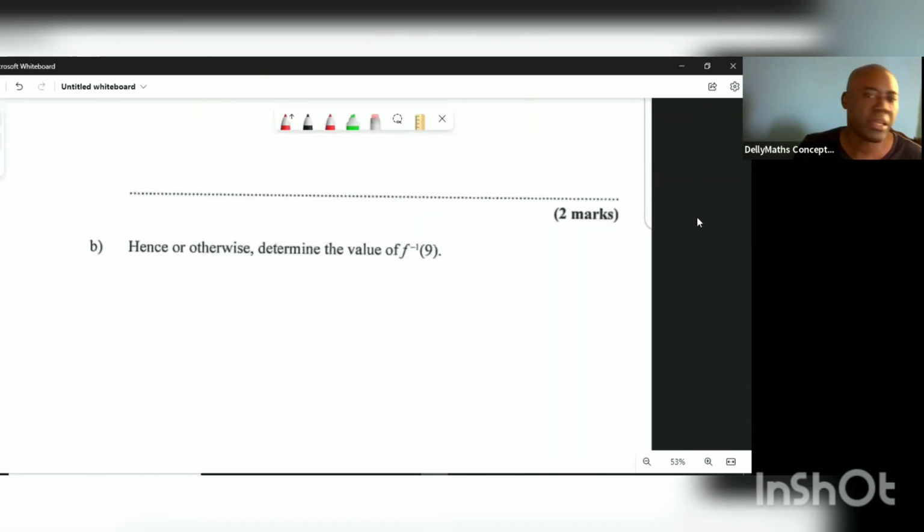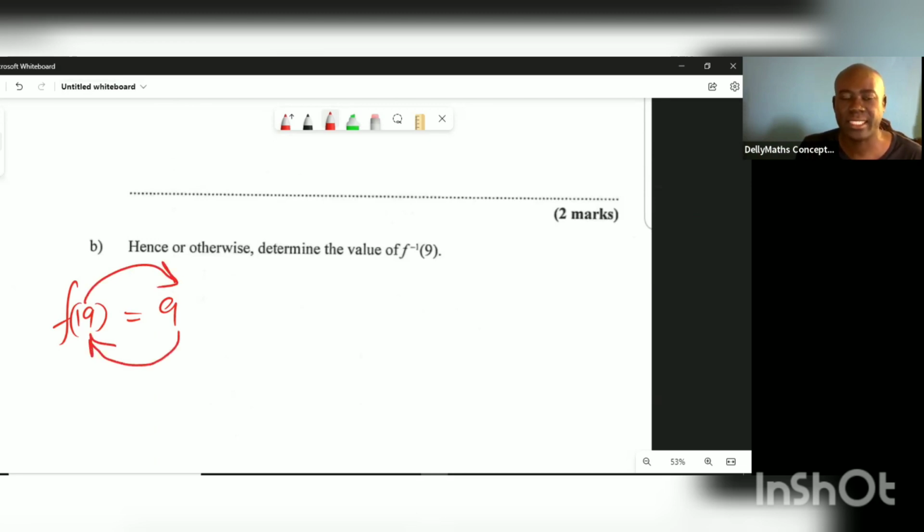Hence or otherwise, determine the value of f inverse of 9. So we're saying f of 19 gives 9. Understand? f of 19 gives 9. So if f of 19 gives 9, then the inverse of 9 gives 19. So definitely the answer is 19. Hence, I'll just go backwards. If I plug 19 in my function and it gives me 9, then the inverse of 9 goes back to 19. So this answer is 19.